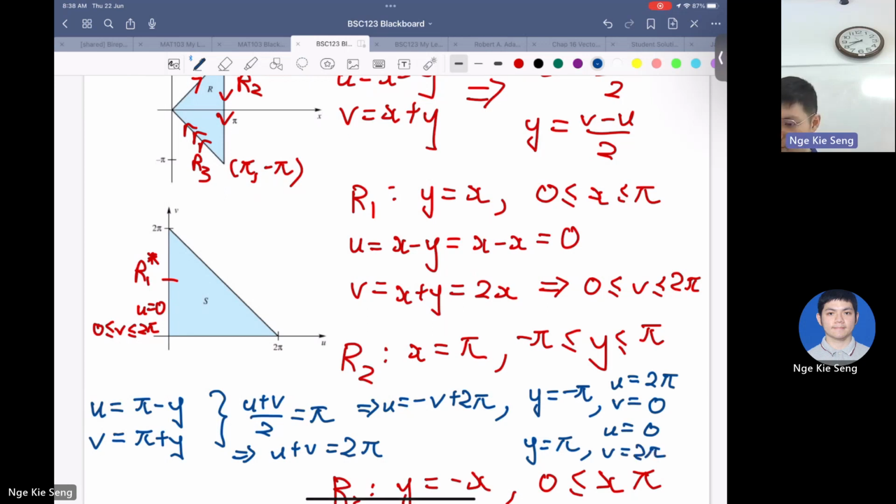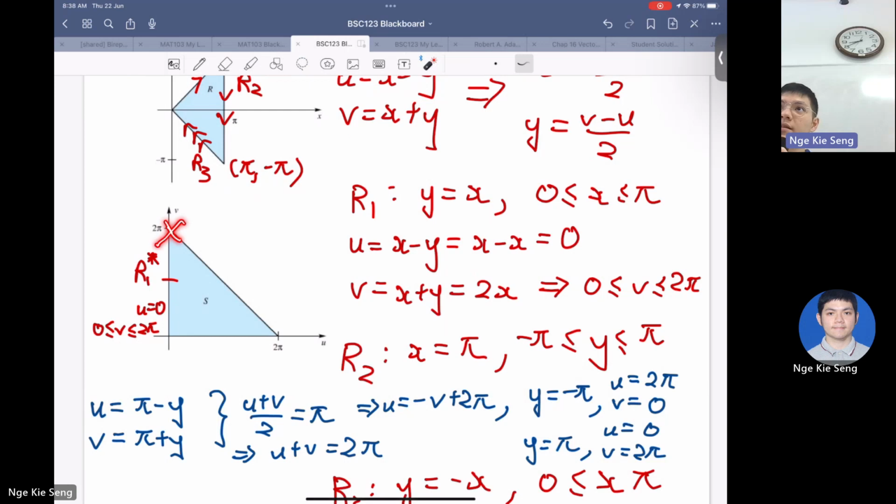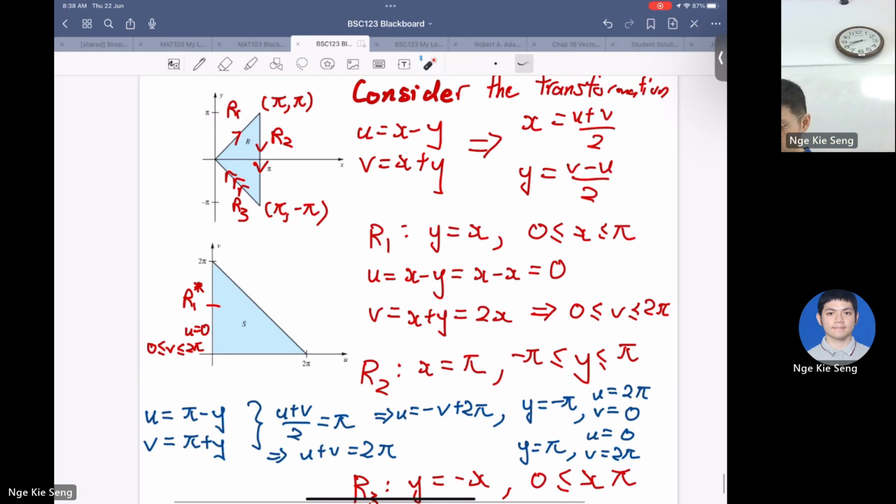So when y equals minus pi, it corresponds to (2 pi, 0) here. When y is pi, (0, 2 pi) corresponds to a point here. Make sense? Okay, so these are the endpoints. And then what's going on? Let me see. So (pi, minus pi), where is it? Let me plot this point here. So this is (pi, minus pi). It got sent to (2 pi, 0).